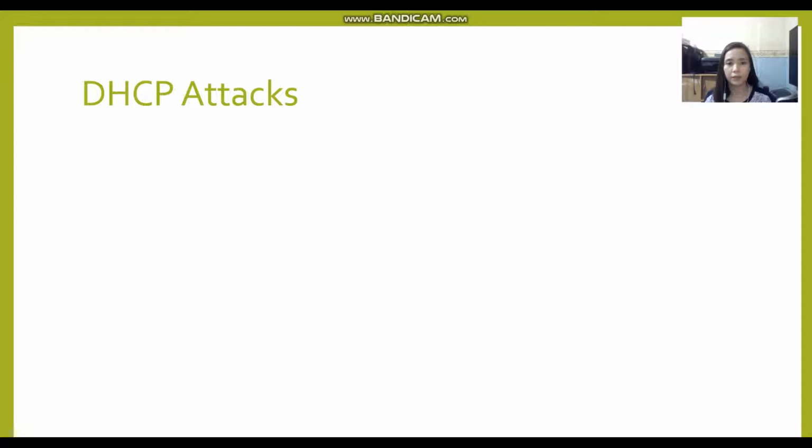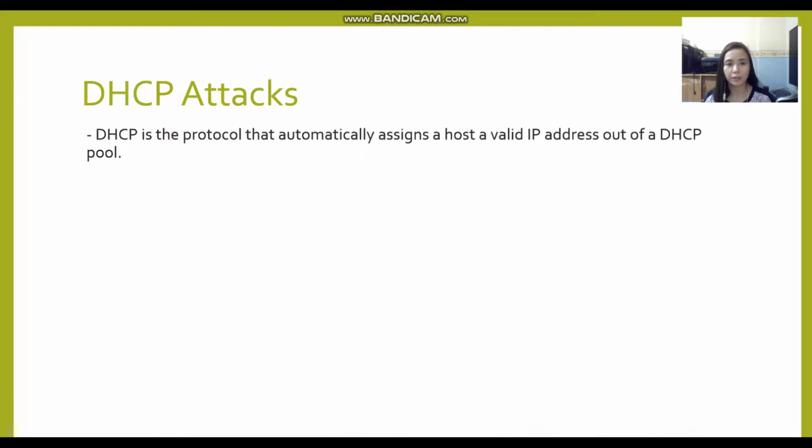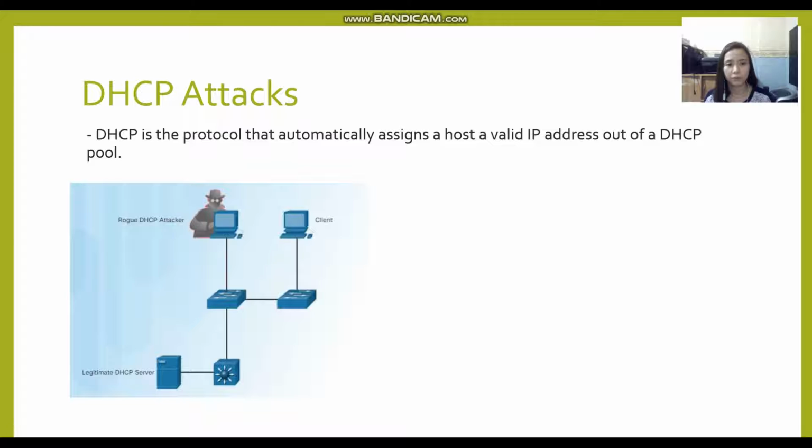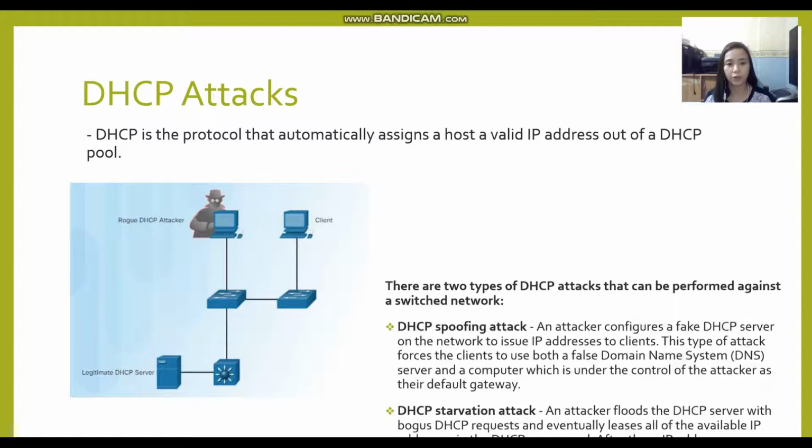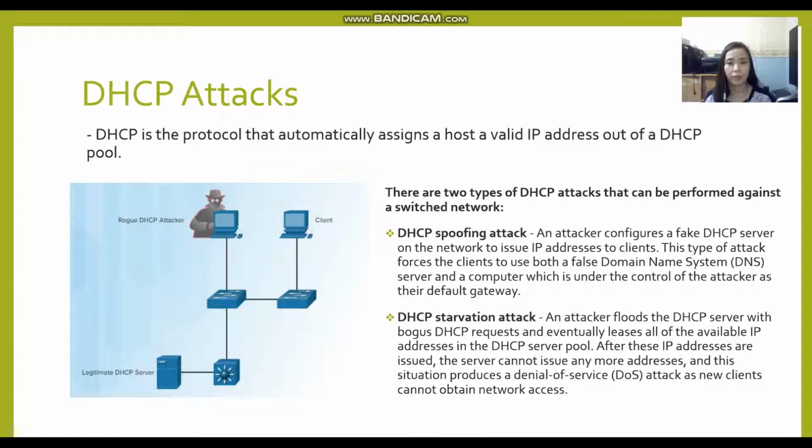And then for the DHCP attacks, DHCP is the protocol that automatically assigns a host a valid IP address out of a DHCP pool. So this is an example illustration of a rogue DHCP attacker, where there are two types of DHCP attack that can be performed against the switch network. The first is the DHCP spoofing attack and the second is the DHCP starvation attack.